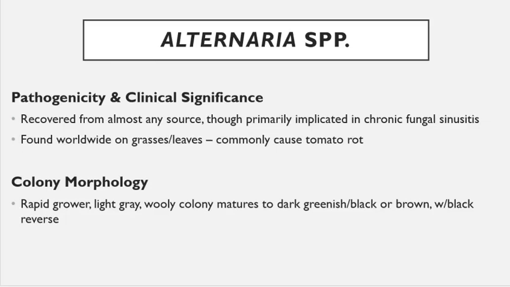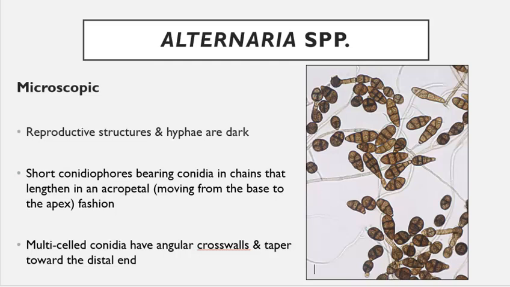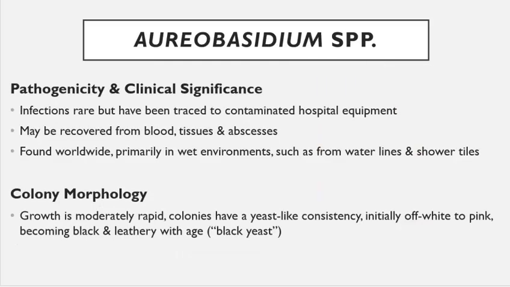side of the plate. For the microscopic exam of Alternaria, the reproductive structure and hyphae are dark. You have short conidiophores bearing conidia in chains that lengthen in an acropetal fashion. There are multicelled conidia that have angular cross walls and taper towards the distal end. The next species is Exophiala.